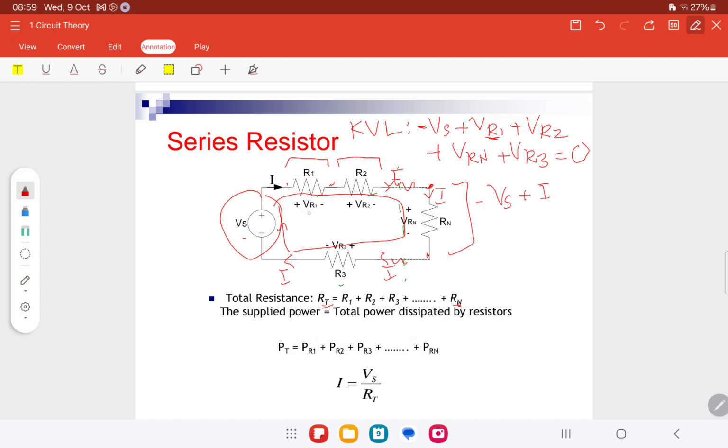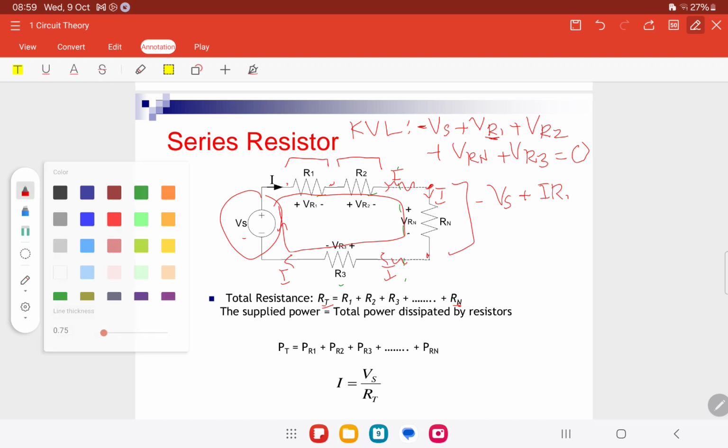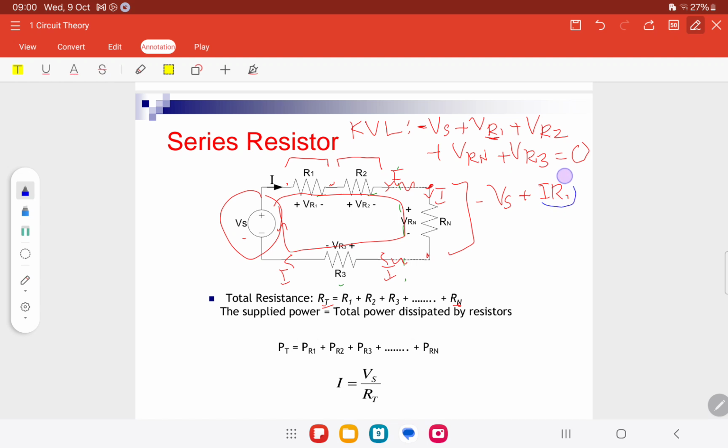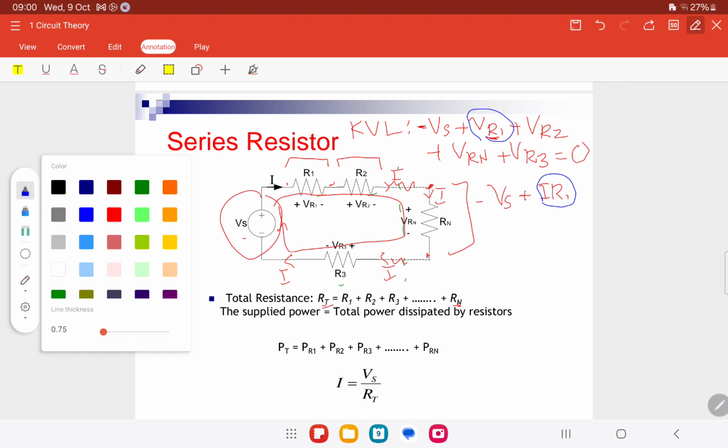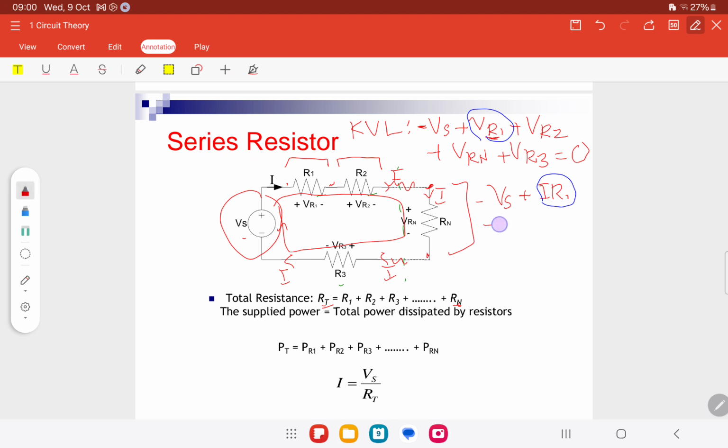So VR1 is equals to IR1. In total, this one adalah ni kan? So kita replace with IR1. Okay, lepas tu plus untuk VR2 pula, IR2. This is for R.